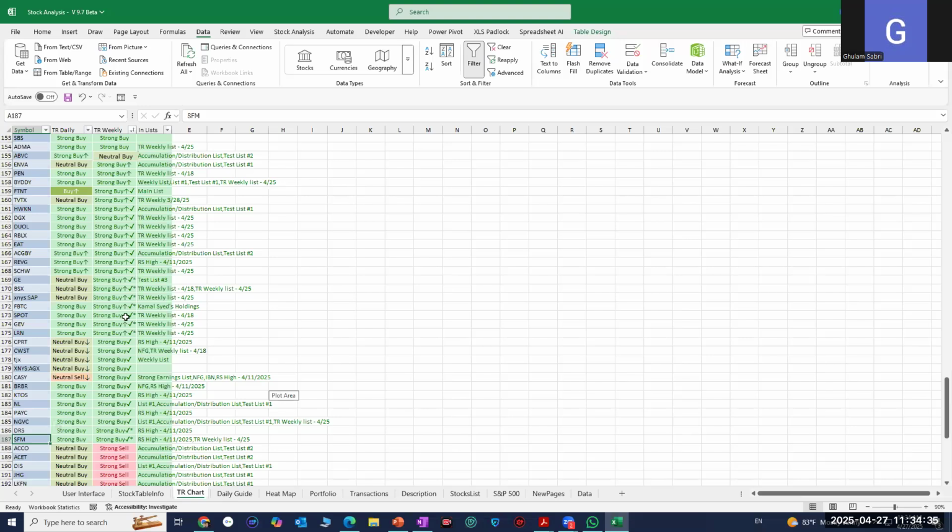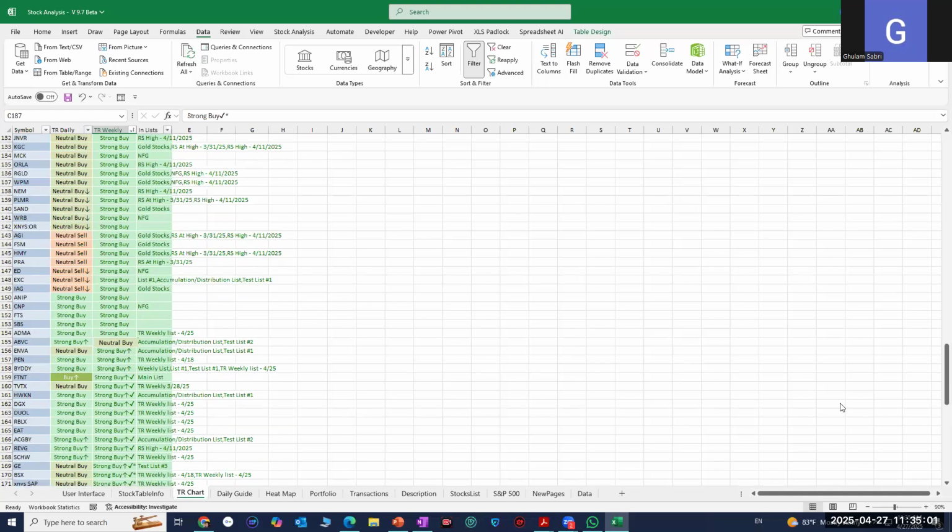Now, why aren't they together? Because they are missing this up arrow. An up arrow means that this signal just started during the last trading period. So SFM, as we saw, is a strong buy. We just ran the backtest here, and it's a strong buy with high relative strength and high accumulation distribution as well.